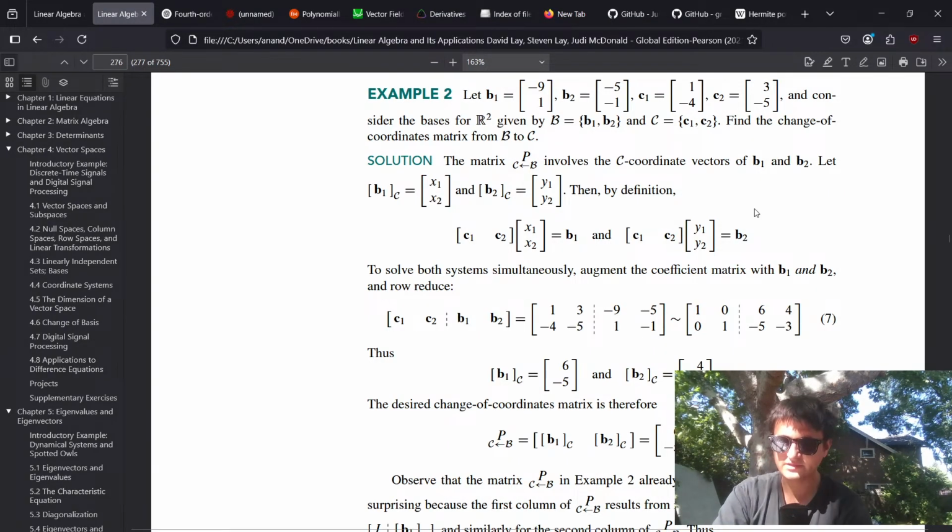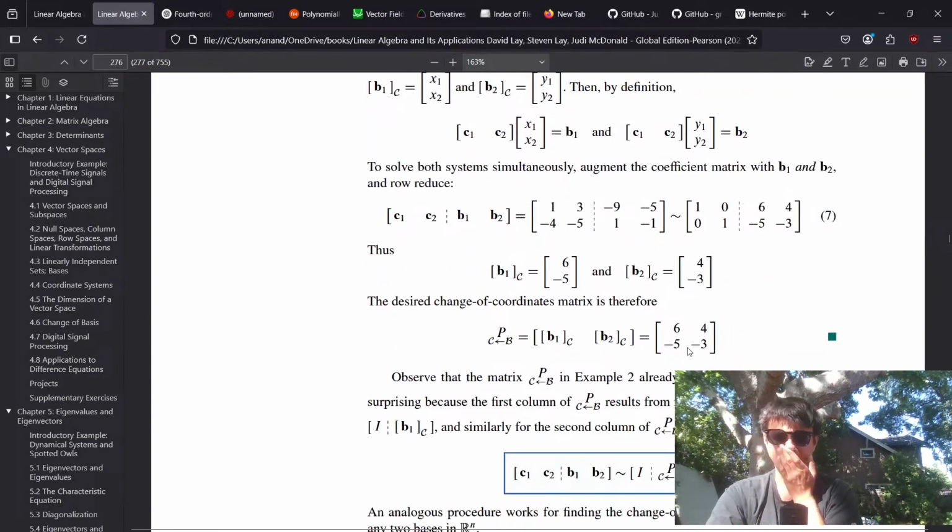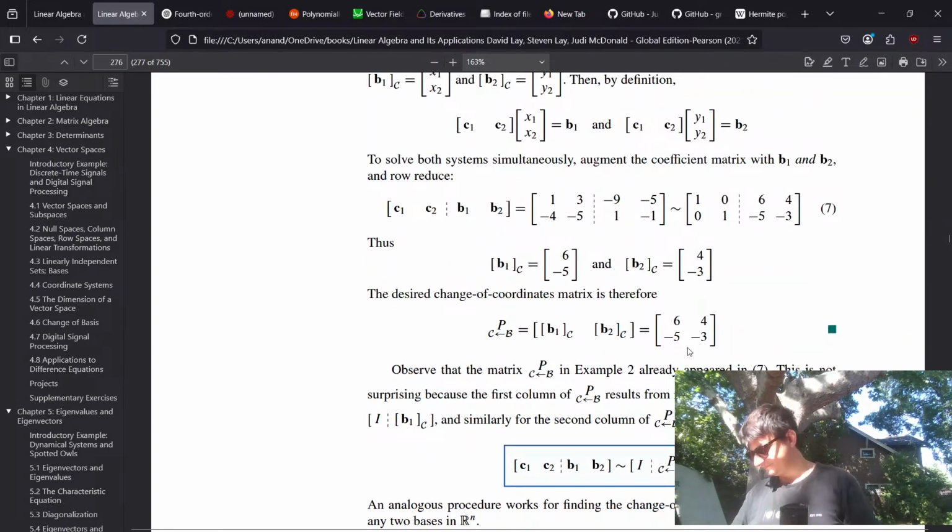Cool. All right, nice. So if you take this vector, this first column, B1 in terms of C, and you multiply it as a linear combination of C's basis elements, then you're going to get back B1. Great.